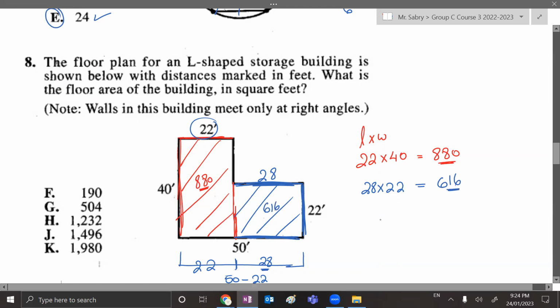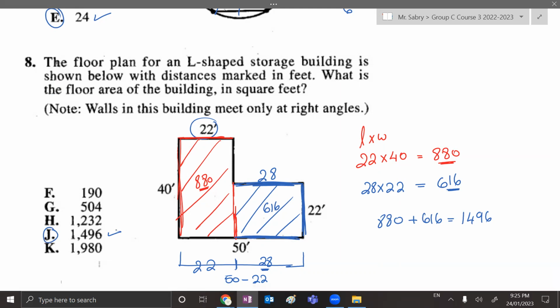The total area of the whole shape is the 880 plus the 616, which is 1496 J. Does this make sense? We're good?